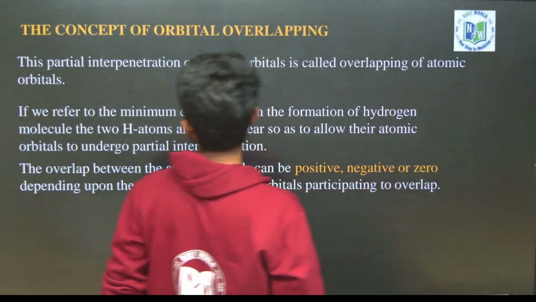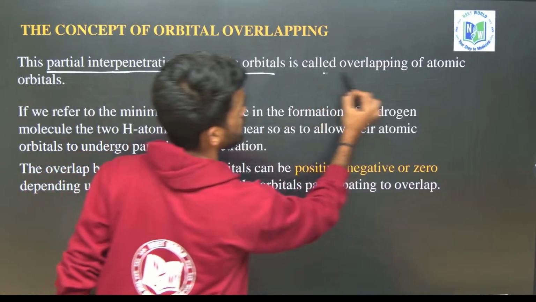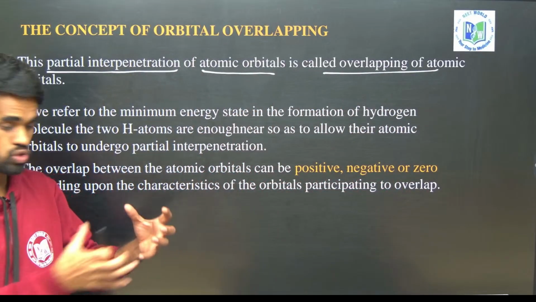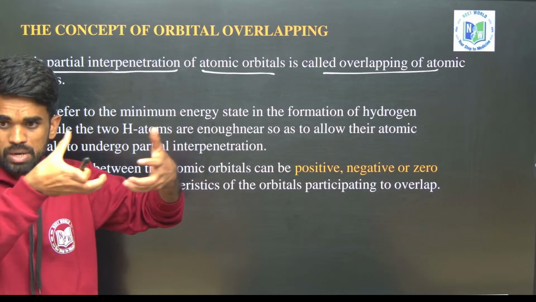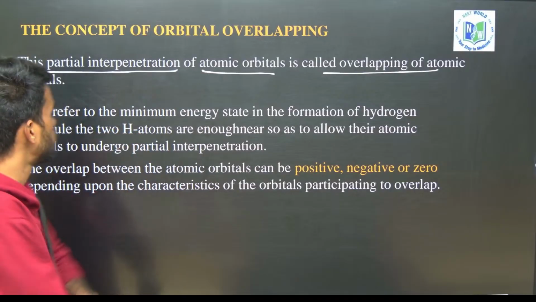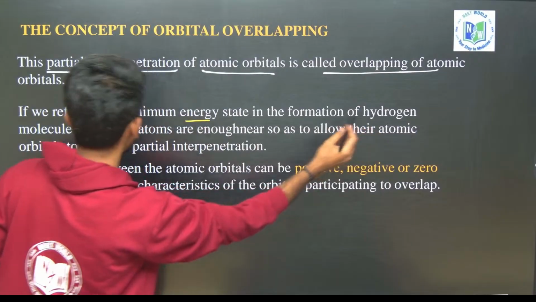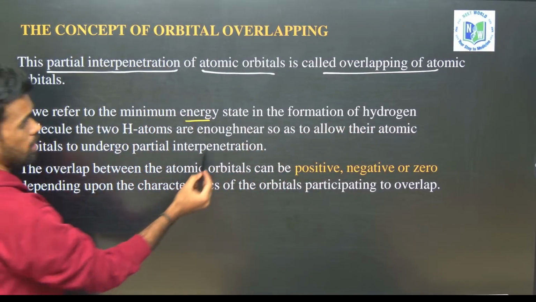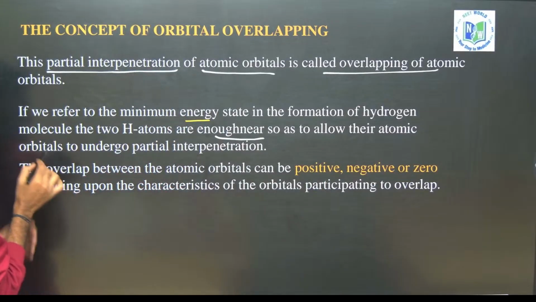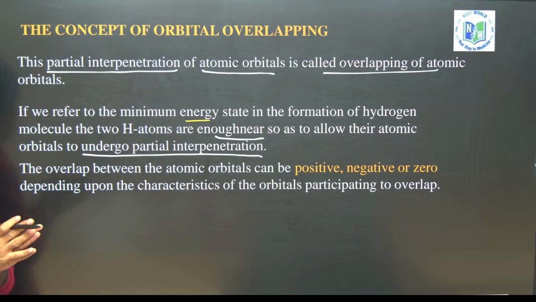Now what we discussed, the partial interpenetration of atomic orbitals is called overlapping of those atomic orbitals. Like I have shown you, the two atoms' orbitals are merging to some extent. That is what the partial interpenetration means. So now if we refer to the minimum energy state in the formation of hydrogen, the atoms are near enough to have their atomic orbitals partially interpenetrate with minimum energy.